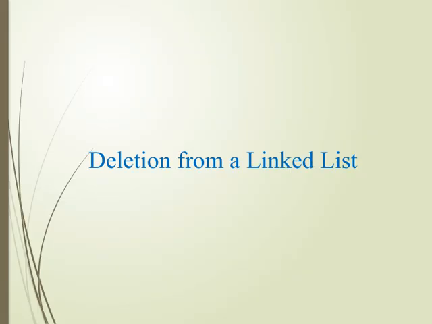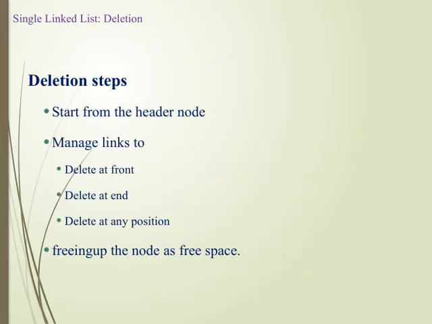Overall, understanding deletion helps us maintain and manipulate linked lists effectively, which ties into the larger theme of dynamic data structures and their flexibility in managing data efficiently. Now, let's talk about deletion in a single linked list. The key steps involved in deleting nodes start by beginning at the header node, which is essentially the first node in the list. From there, we need to carefully manage the links between nodes to ensure the list remains intact and properly connected after deletion.